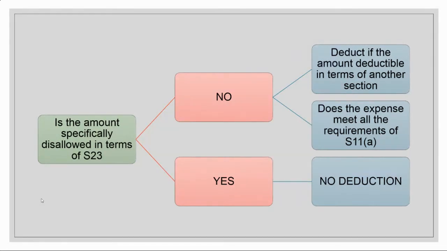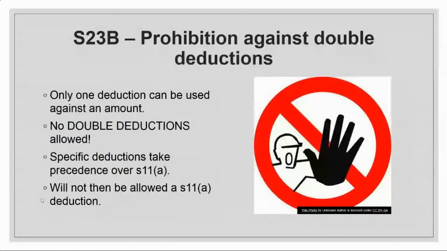If you can't deduct it in terms of one of those sections, then you go back to section 11A, which is your general deduction formula. If something is specifically disallowed in terms of section 23, there is no deduction that you are allowed to make. Okay, so that's just the general rules that you need to be aware of.